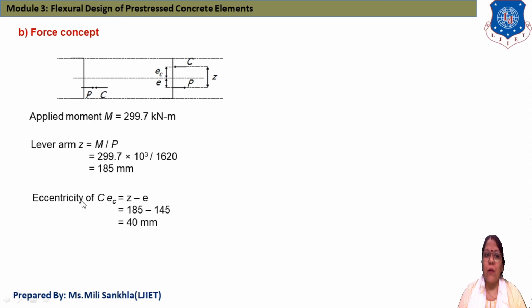Next we find the eccentricity, because to find the stresses we need this EC. So EC is equal to, look at this, Z is a summation of EC plus E. When I find EC, then we subtract E, Z minus E. Z is equal to 185. The eccentricity E is given in the data, that is 145, and EC is equal to 40 mm. Here we find EC.